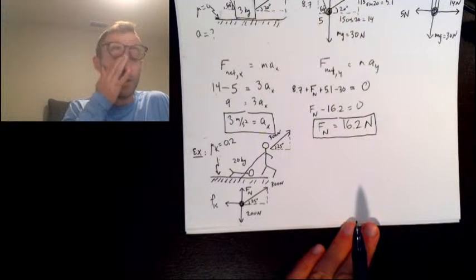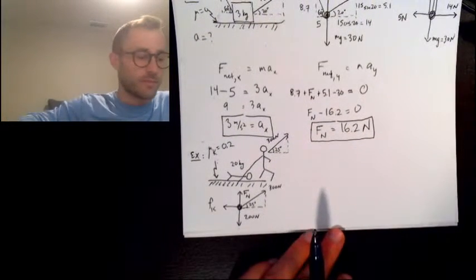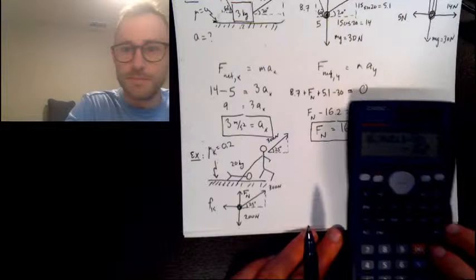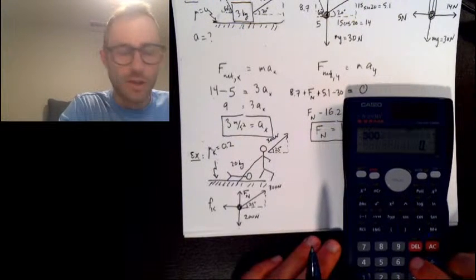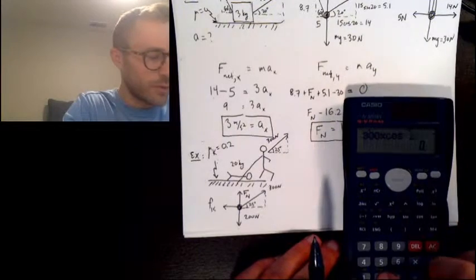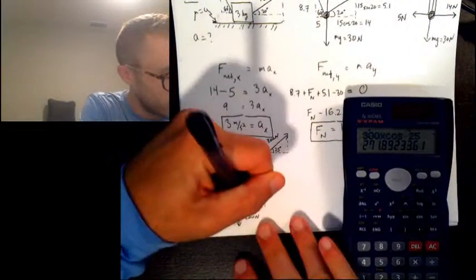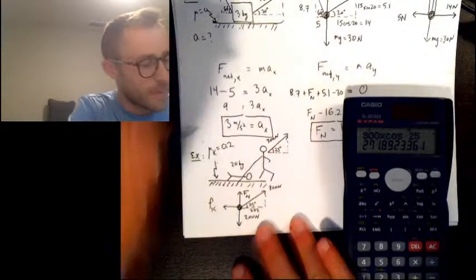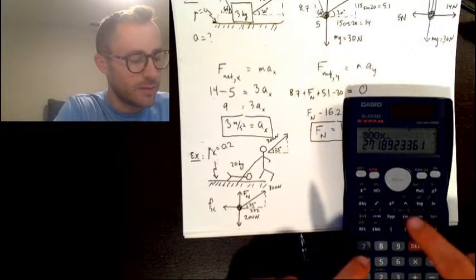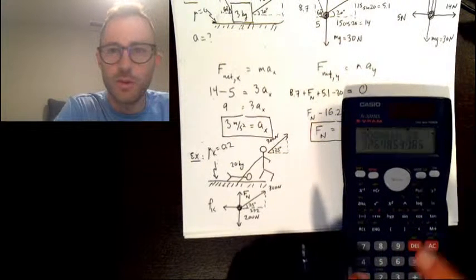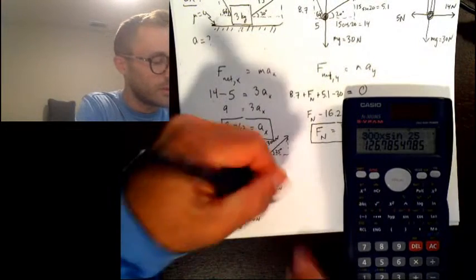Okay? So let's do the trigonometry on this diagonal force. We have 300 times cosine of 25, which is the horizontal part, 272 newtons. And then 300 times sine of 25 is the vertical component, 127 newtons.